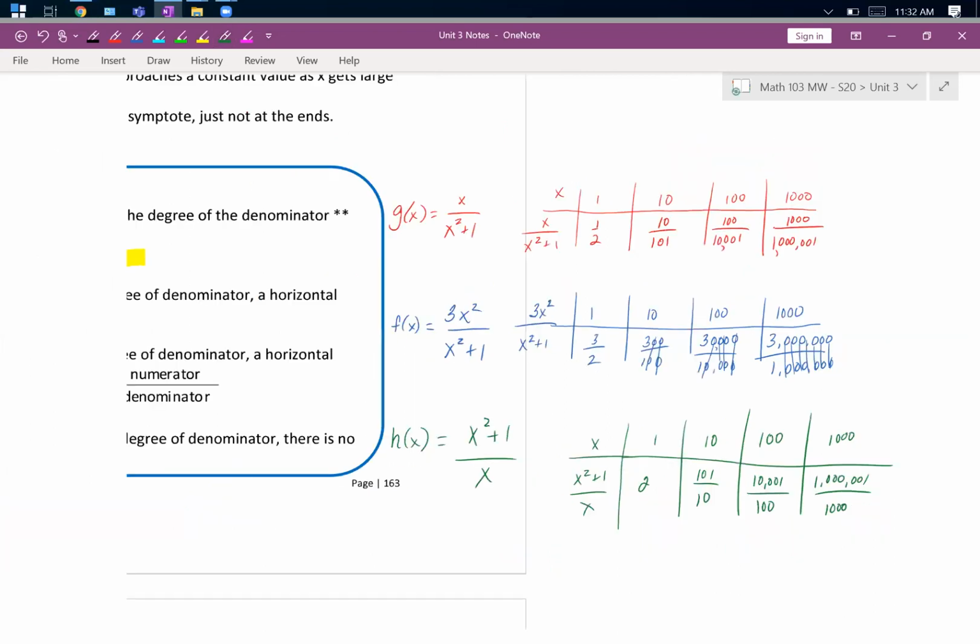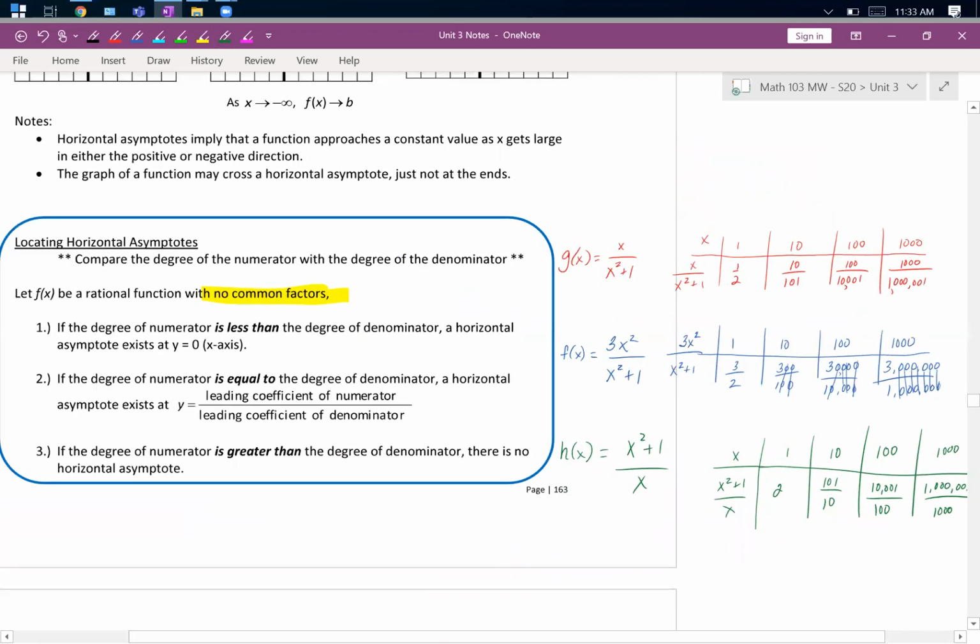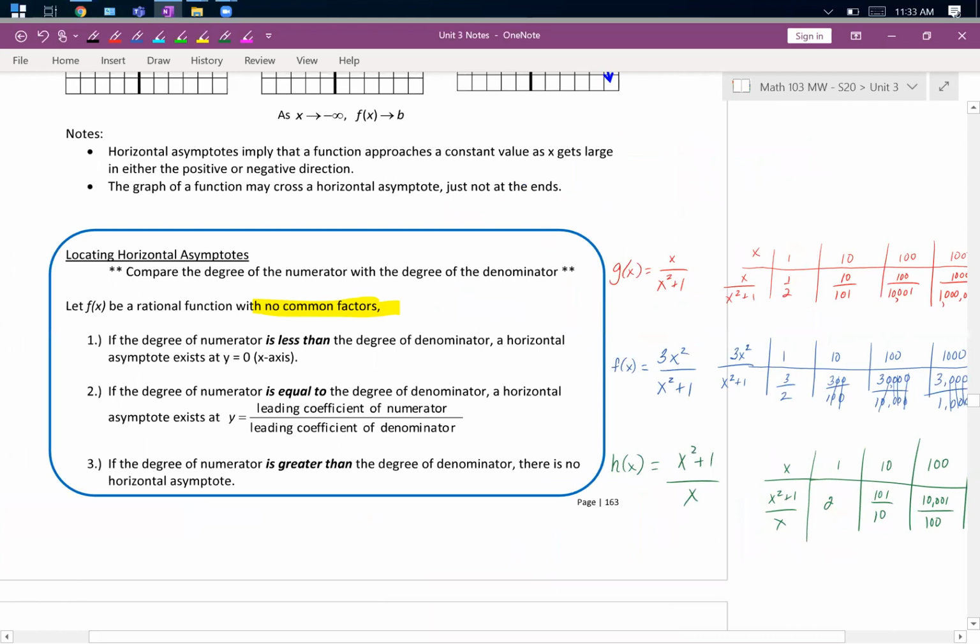So that's the reasoning behind our three rules, but we need to remember: if the degree of the numerator is less, horizontal asymptote at y equals 0. If the degrees are the same, y equals the ratio of the leading coefficients. If the degree of the numerator is more, no horizontal asymptote.